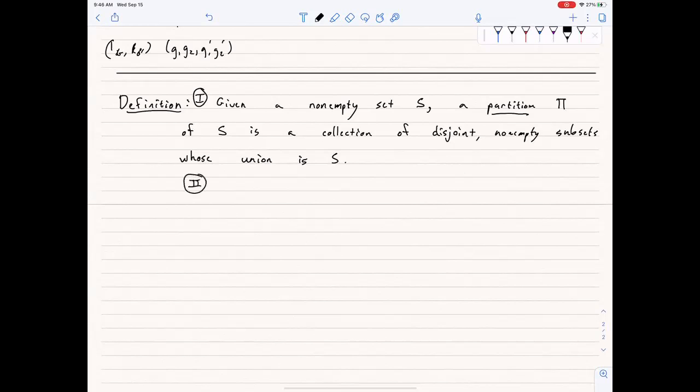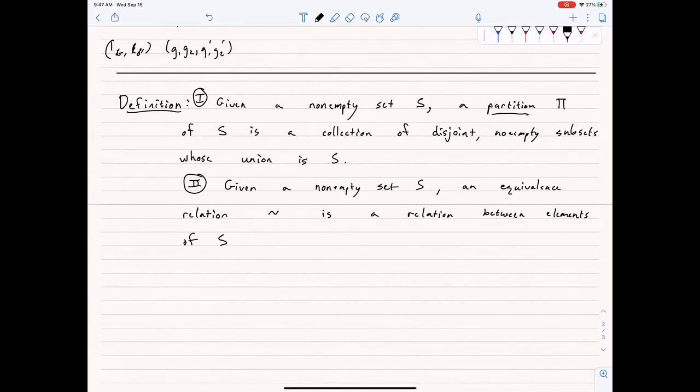There's another concept called an equivalence relation. Given a non-empty set S, everything will be our set S. An equivalence relation, I'll just write tilde, but there are all sorts of symbols people use, is a relation between elements of S. Mathematically, it means a non-empty subset of S cross S. I'll say more about that, but right now I just want to be free with it.